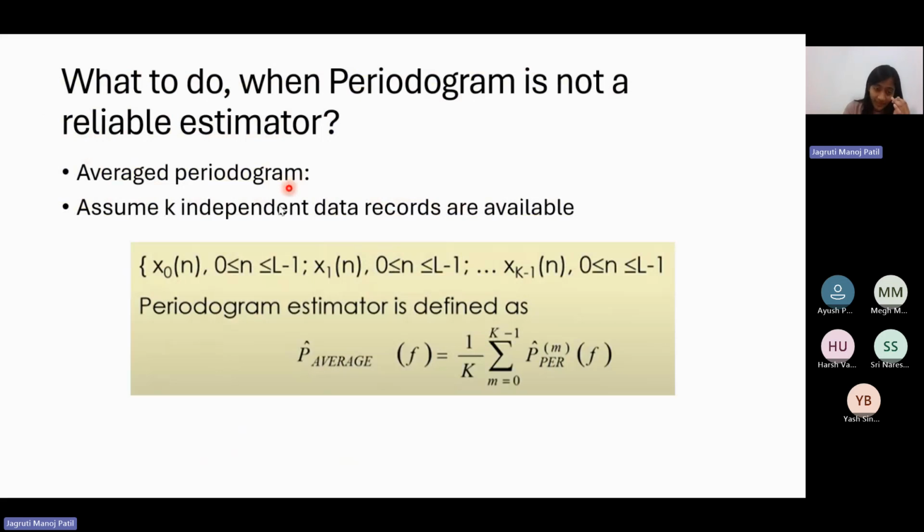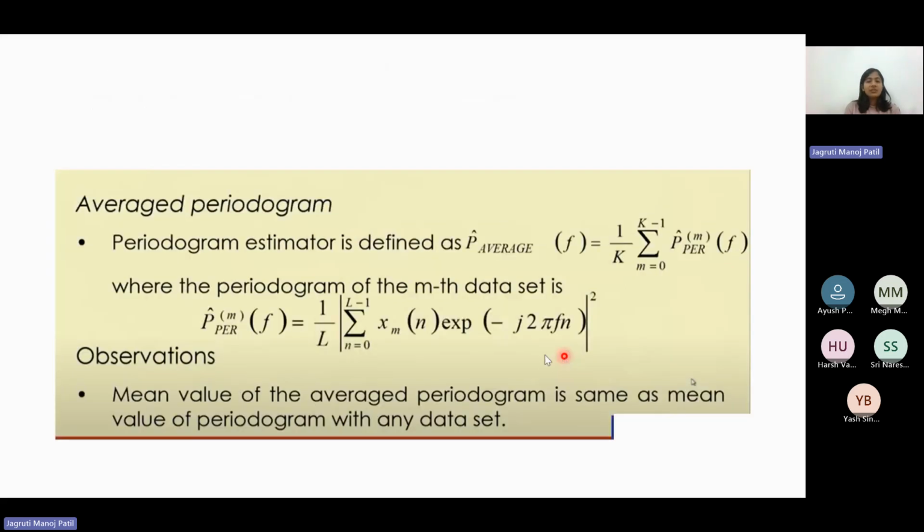So we assume that there are K independent data records. We have finite-length sets of data, and the periodogram is estimated for each. The average would be the estimate from each individual record. If you want to see the individual periodogram, it would be represented as we saw initially.